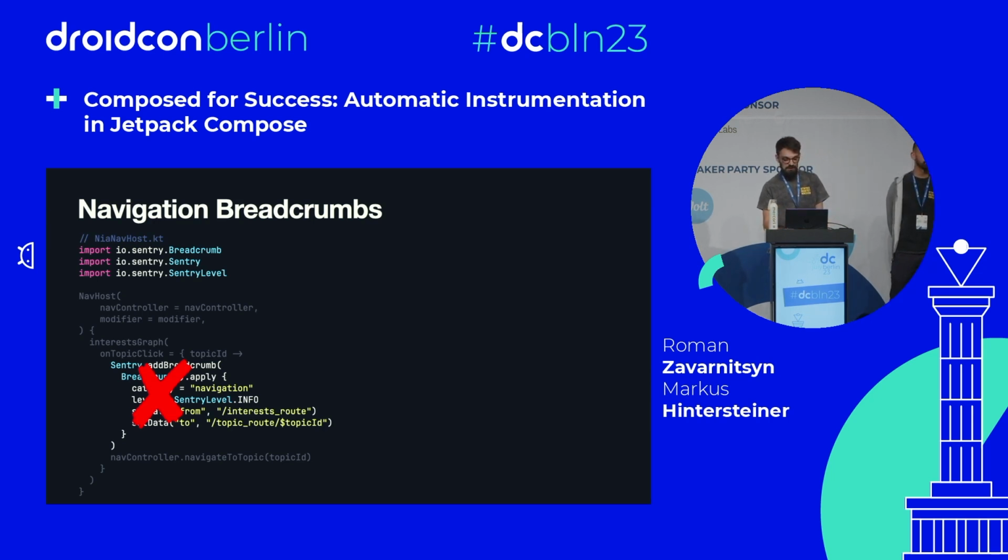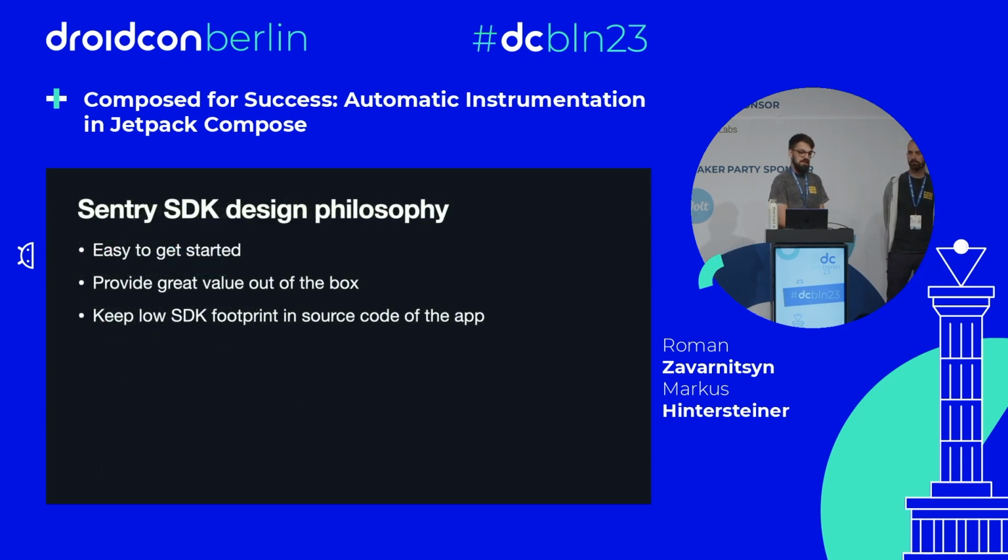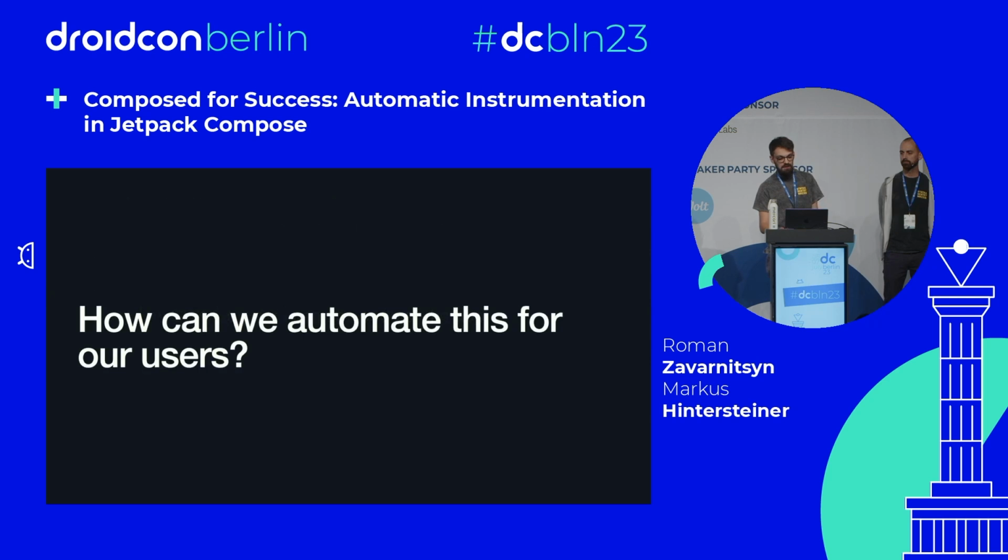And before we jump into implementation details, a few words about our SDK design philosophy. So we want our SDK to be easy to get started. We want to provide great value out of the box with minimal configuration. And we also want to keep low SDK footprint in source code of the app, so you don't even notice that we actually instrument your app and collect telemetry. So the question is, how can we automate this for our users?